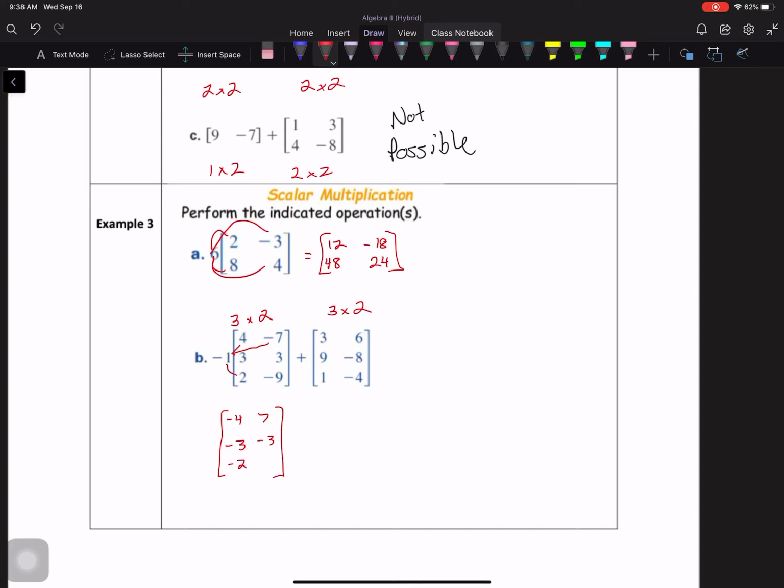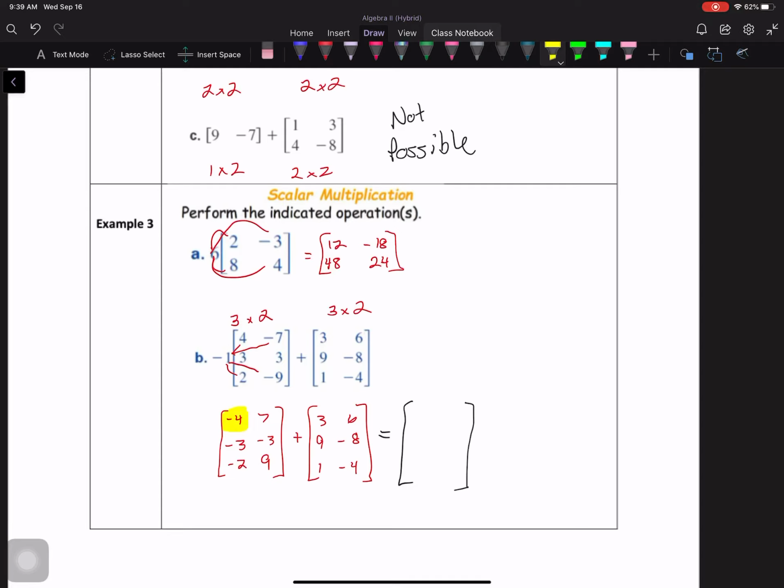That would be negative 2 and positive 9. So I did the scalar multiplication first. Now I can go ahead and add this second matrix. I'm just rewriting it down here so I don't have to jump around to do my addition. And same thing, add the corresponding parts. So let me get my answer matrix set up.